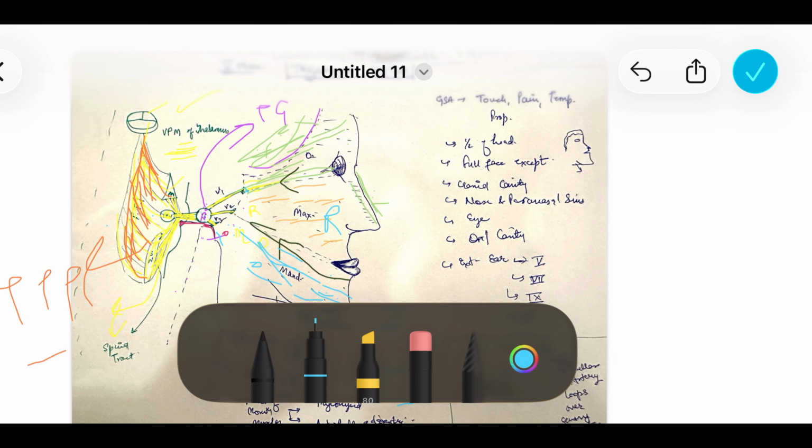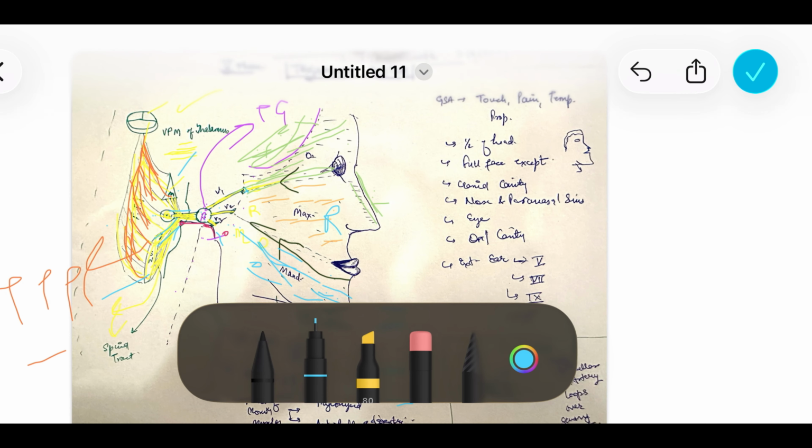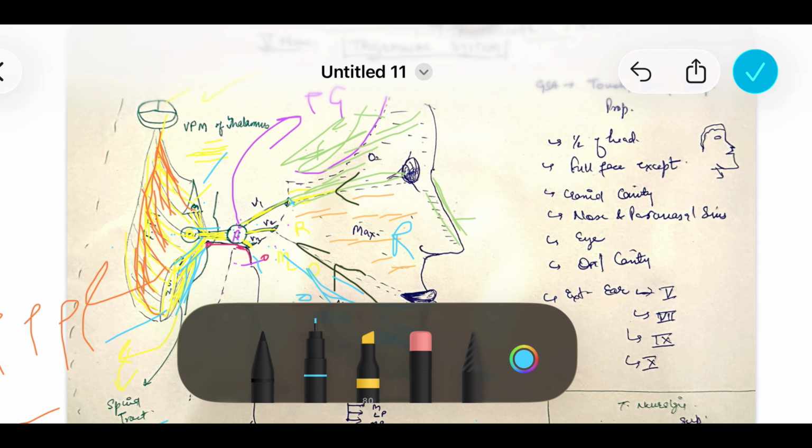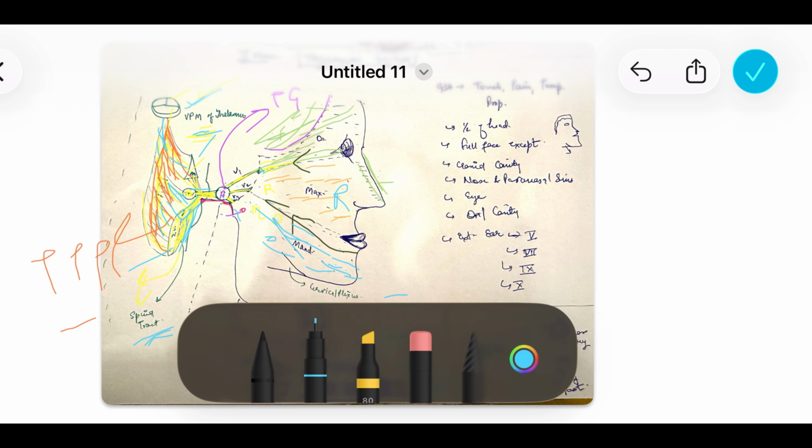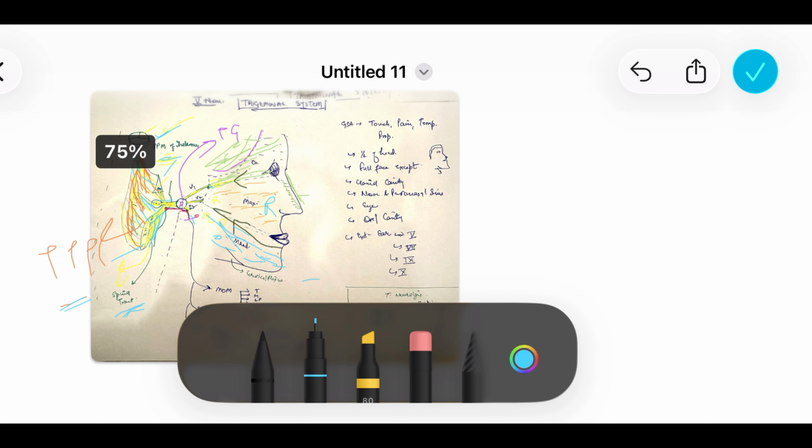And the sensory root of the trigeminal system enters the principal pontine nucleus, then the mesencephalic nucleus of the trigeminal nerve, and the spinal nucleus of the trigeminal nerve, and the fibers that enter the spinal nucleus form a tract called the spinal tract of the trigeminal nerve. All these fibers coming from all these three nuclei of the trigeminal nerve enter the thalamus, the ventro-posteromedial nucleus of the thalamus, and form the tract called the trigeminothalamic tract, also called the trigeminal lemniscus.